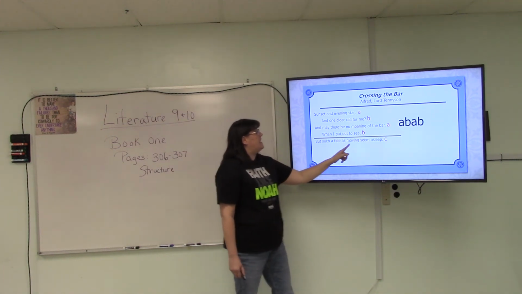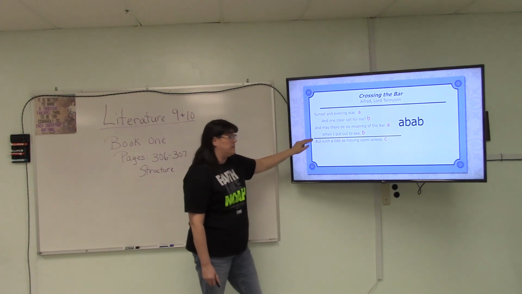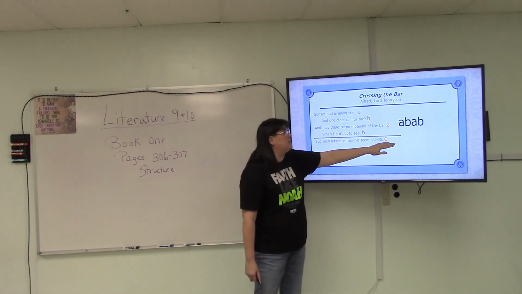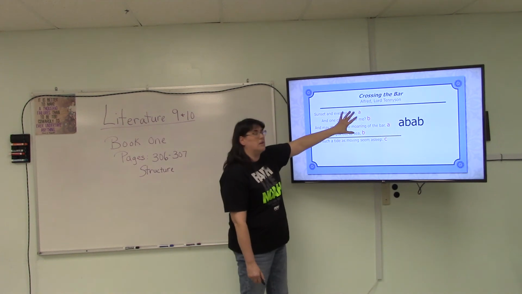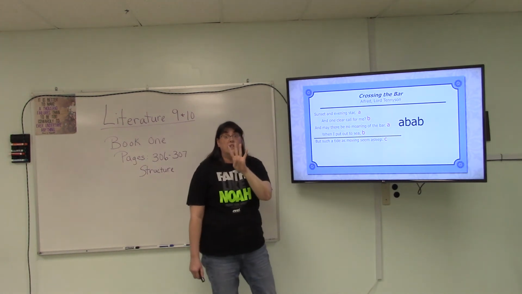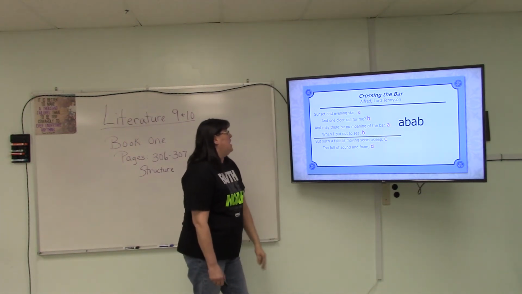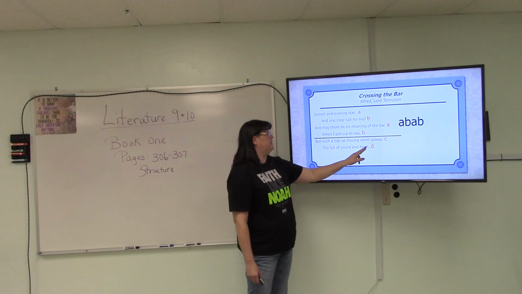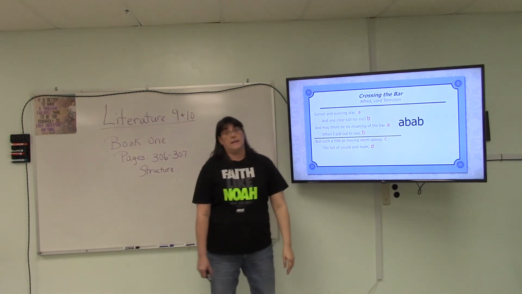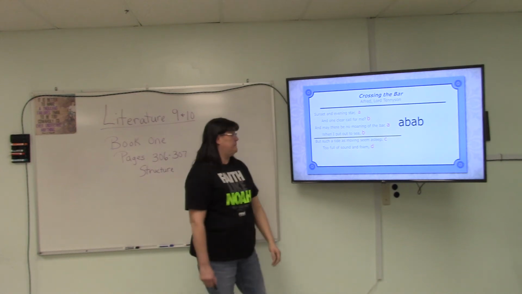"But such a tide as moving seem asleep." Now, we're starting a new stanza. So I put this line here. So we're starting with the next letter of the alphabet. It's not going to rhyme with these. This is going to be another quatrain, 4 lines of poetry. So this is why this is letter C. "Too full of sound and foam." Does foam rhyme with asleep? No, it doesn't. So it's going to get its own letter called letter D.